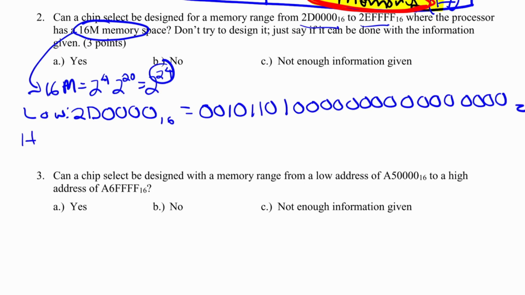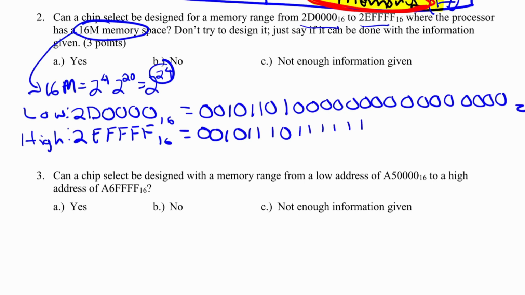Now let's see what the high address is. Now the high address is 2EFFFF. Looks like a valid starting address, but let's take a look. So 2 is 0010. E is 1110. F is all ones, and we've got 4 of those, right? All right, so there's our low and our high address range.